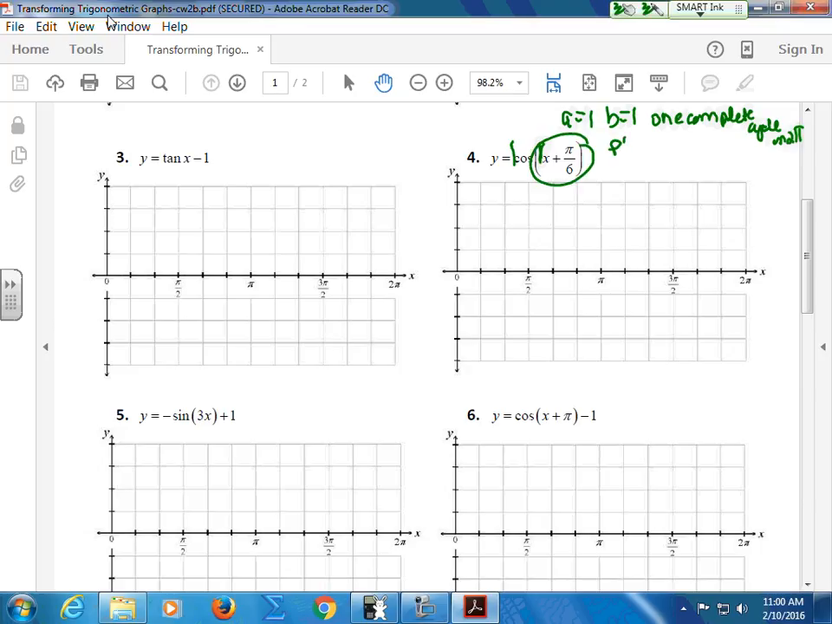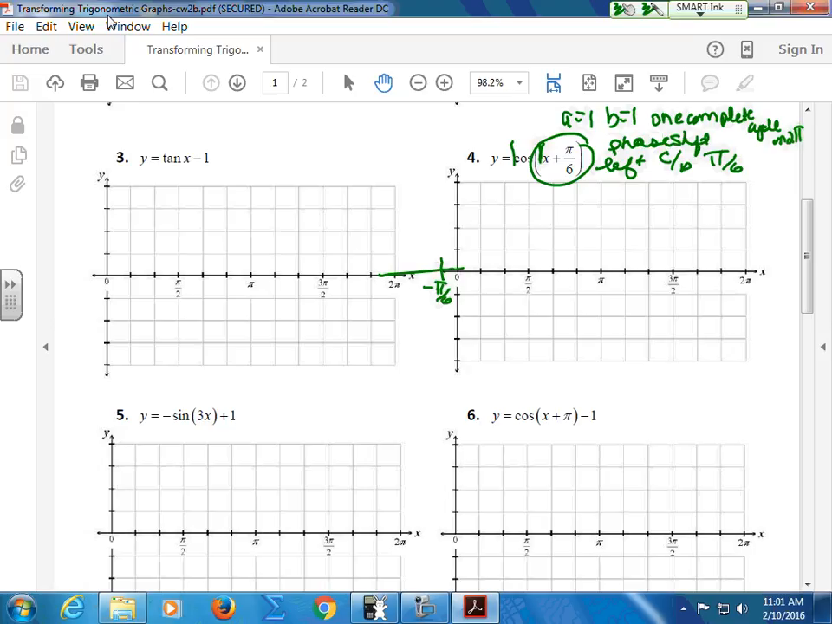And our phase shift still goes the opposite way, so we're going to the left, and this one is always C over B. So pi over 6 over 1, so we're moving to the left, pi over 6. What is pi over 6 in degrees? 30. So if you kind of just extend this out, make this be negative pi over 6. This is where we're going to start. This is the one thing I didn't like about this sheet. But we're going to figure this out.